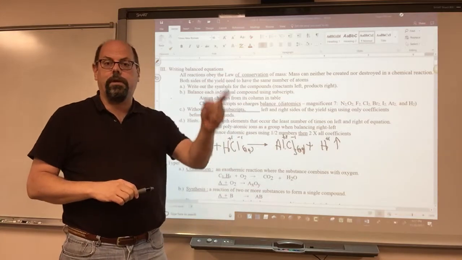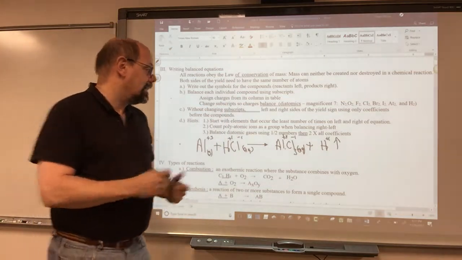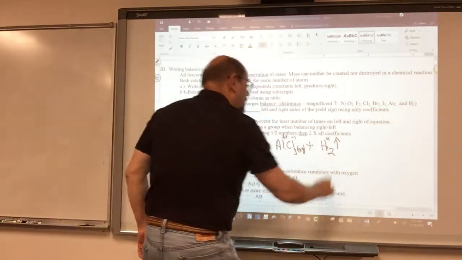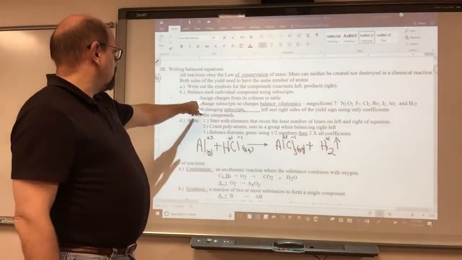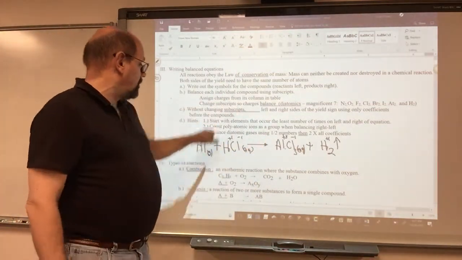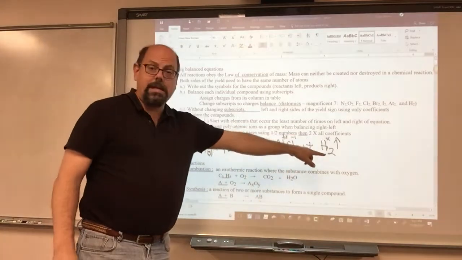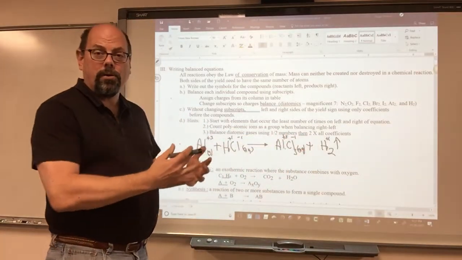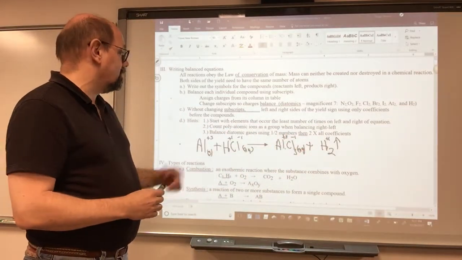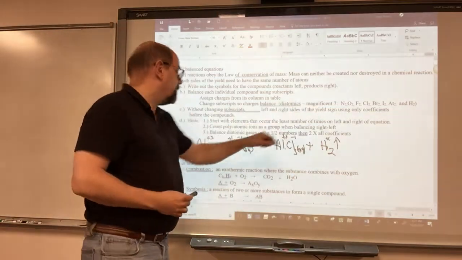So nitrogen, oxygen, fluorine, chlorine, bromine, astatine. These always come in 2s. I have to balance it out that way. So what I've done is I've assigned all the charges from the table. I've changed the subscripts, which are these numbers underneath, based on what they're partnered with. Made all the diatomics, all those that are diatomic, we made those.